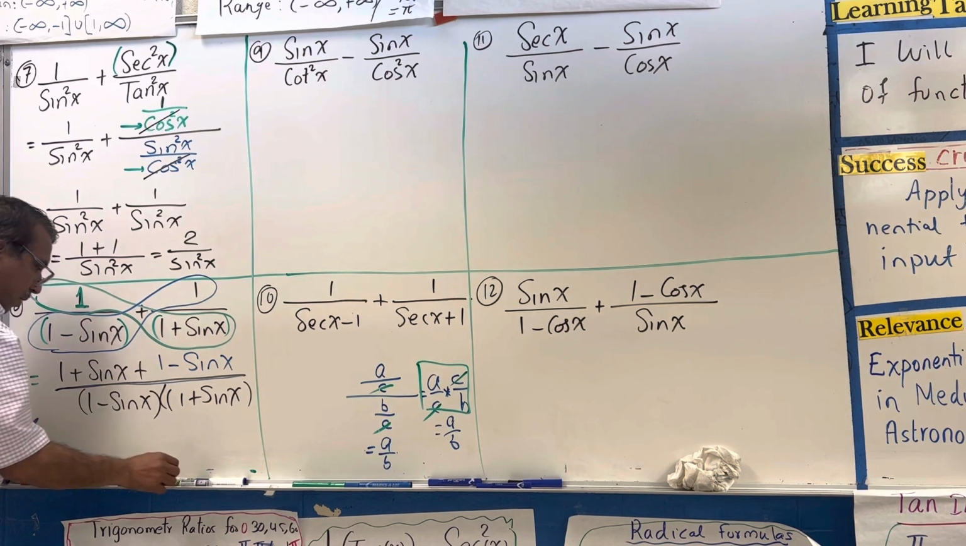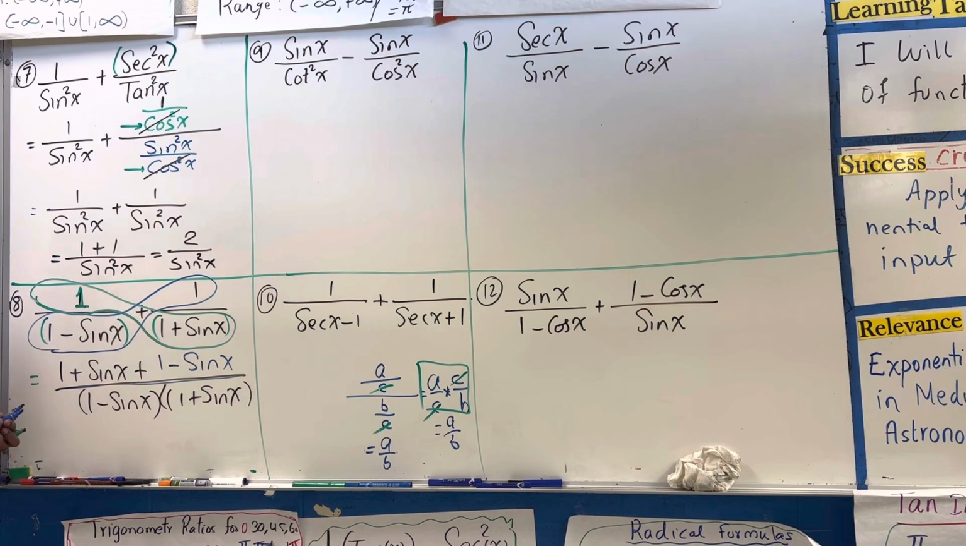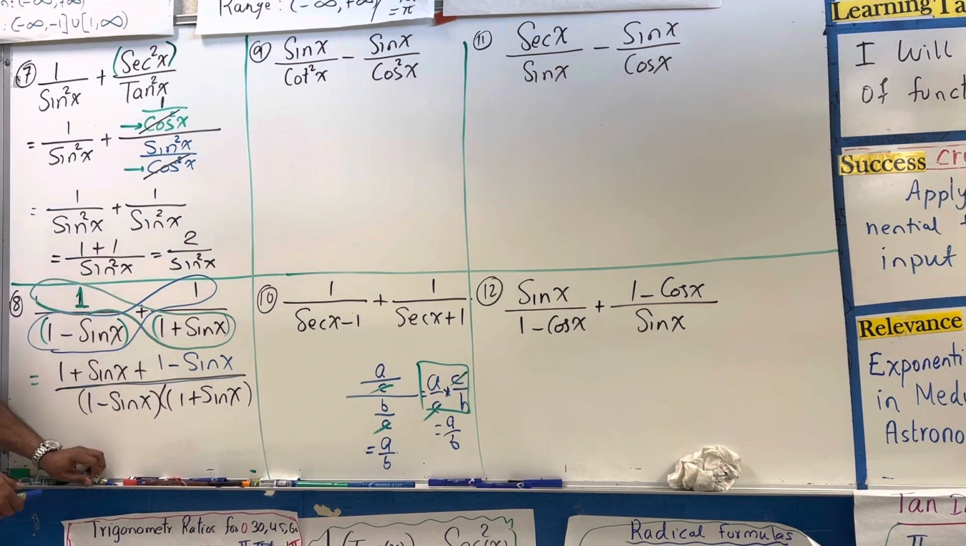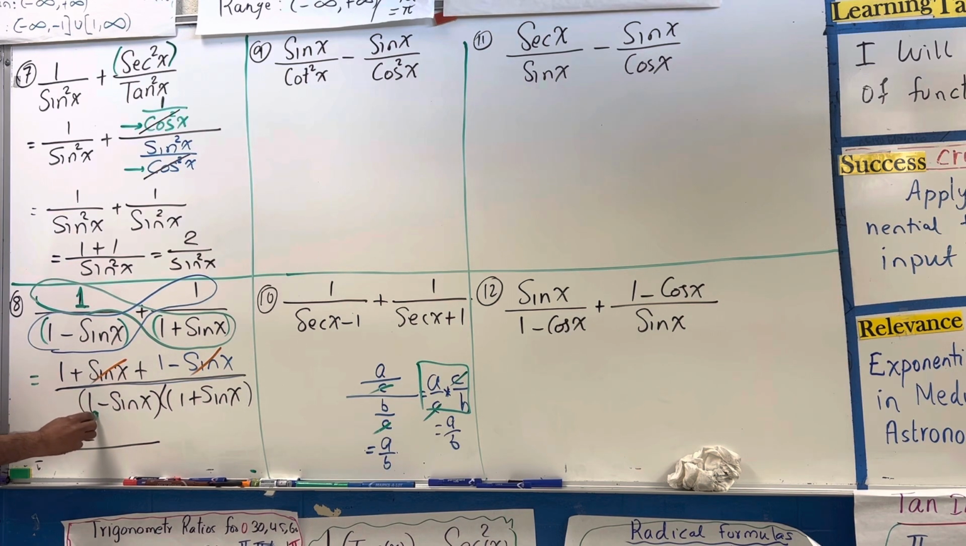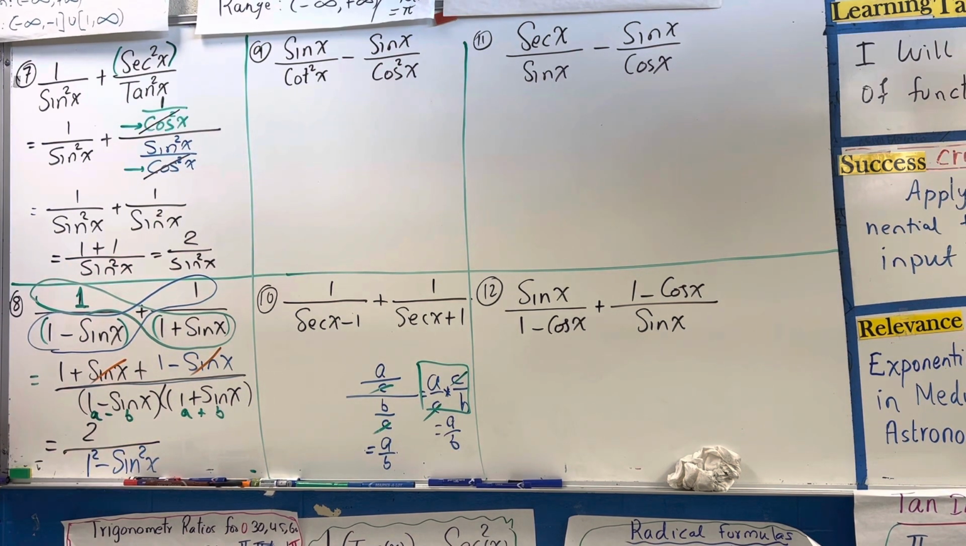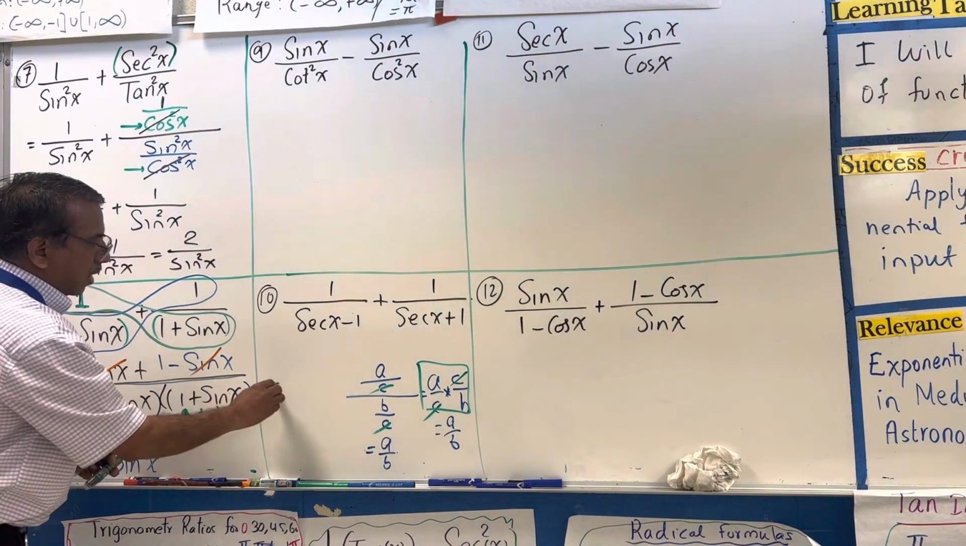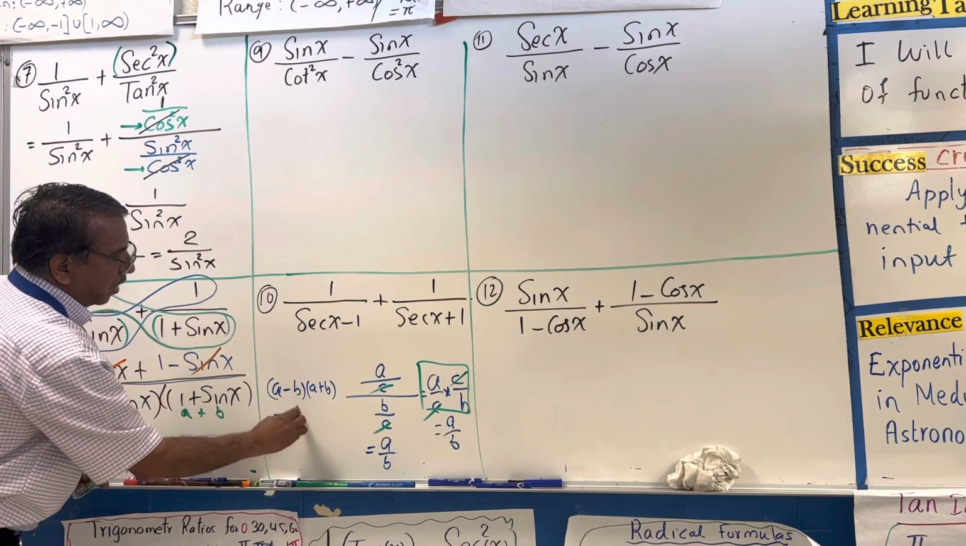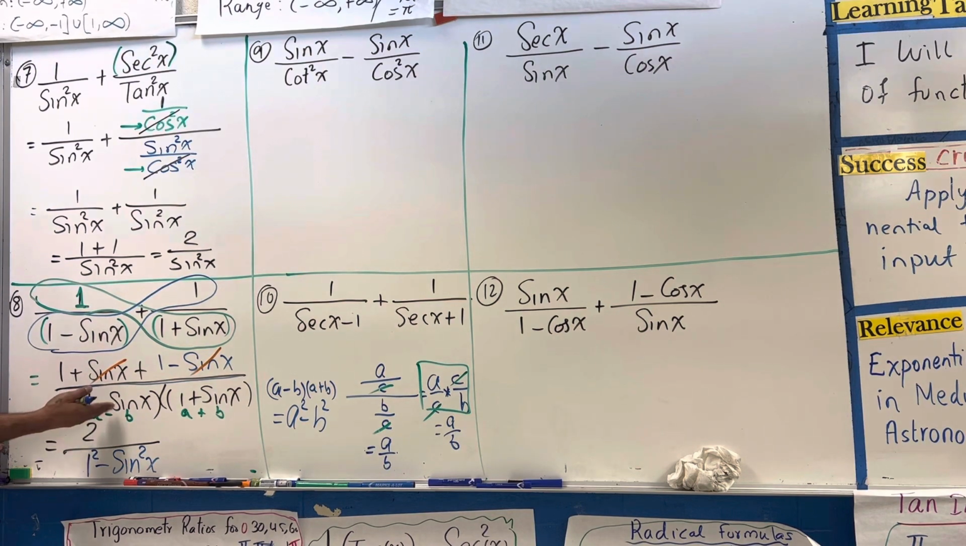The numerator is easy to cross out. This is plus sine x and this goes away. 1 plus 1 is 2, so the numerator is 2, and the denominator is of the form A minus B times A plus B, which is A squared minus B squared, so it is 1 squared minus sine square of x. Using the difference of squares formula, let me write it. A minus B times A plus B is A squared minus B squared. They are both binomials with the same terms, 1 and sine x, the only change is the sign. This is minus and that's plus, so you can use that formula.